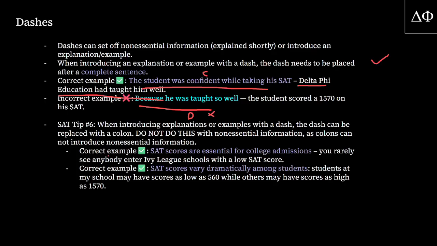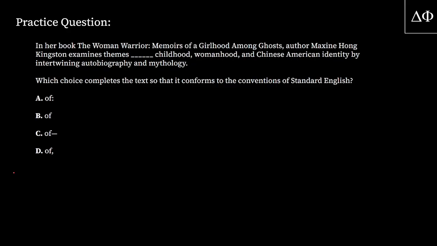So let's look at these correct examples. SAT scores are essential for college admissions, dash, you rarely see anybody enter Ivy League schools with a low SAT score. This is also a correct example. SAT scores vary dramatically among students. Colon, students at my school may have scores as low as 560, while others may have scores as high as 1770. And these are both correct because this is a complete sentence and this is a complete sentence and may go before the punctuation. I forgot to mention this earlier, but dashes can also introduce lists.